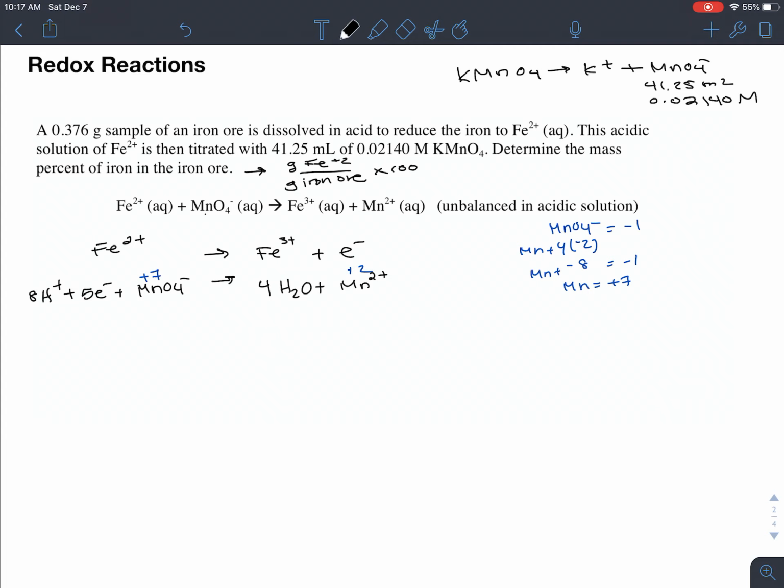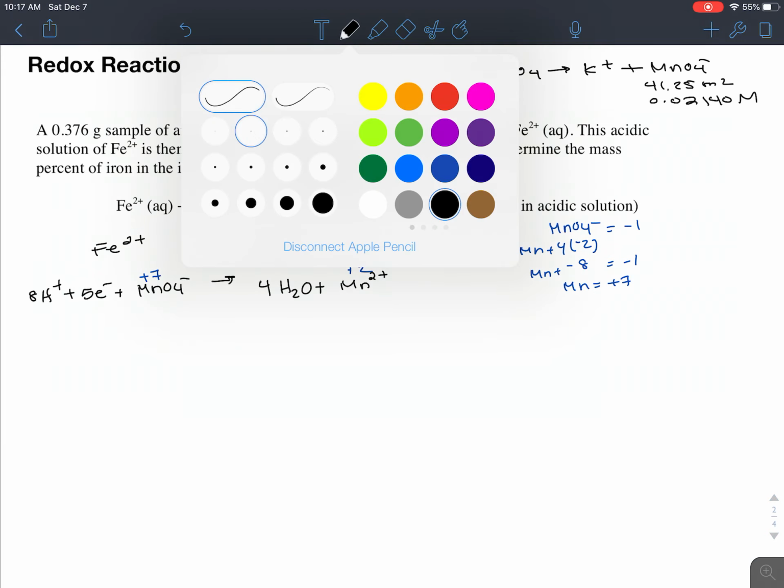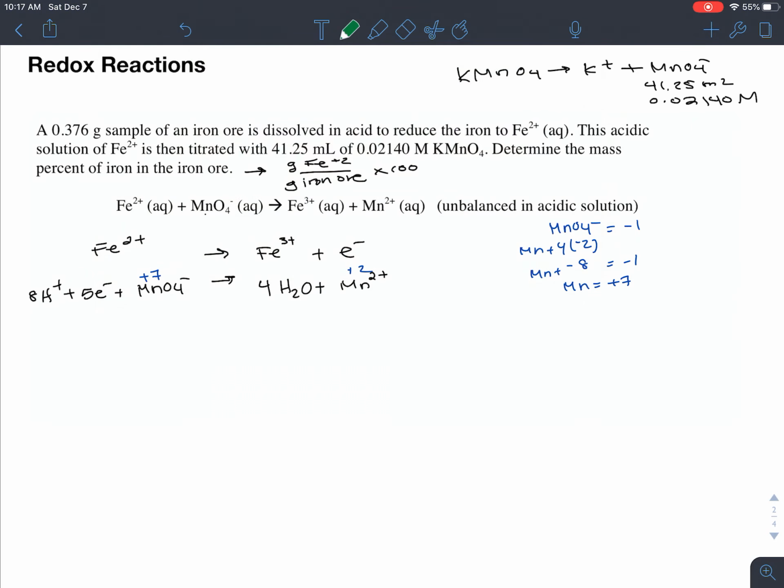However, before you do that, we don't show electrons in a final reaction. Everything should be balanced. So we have to cancel out the electrons. So I have 1 electron on my right side for my first half reaction and 5 on my left side for my second. So to balance that out, I'm going to multiply the first reaction by 5. This will give me 5 iron 2+, 5 iron 3+, and 5 electrons.